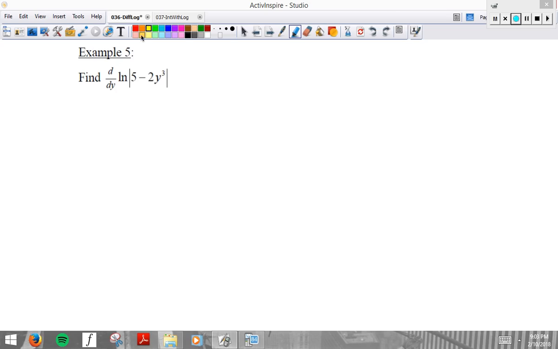So to do this one, we're going to ignore the absolute value. Try this out. Ignore the absolute value. 3, 2, 1. Inside the same. On the bottom, derivative of this with respect to y on top. 3, 2, 1. Done. Next.